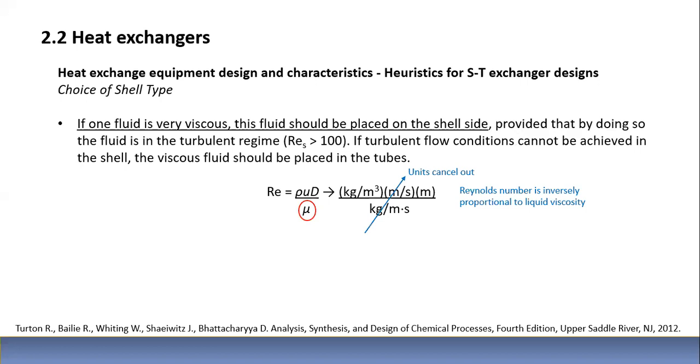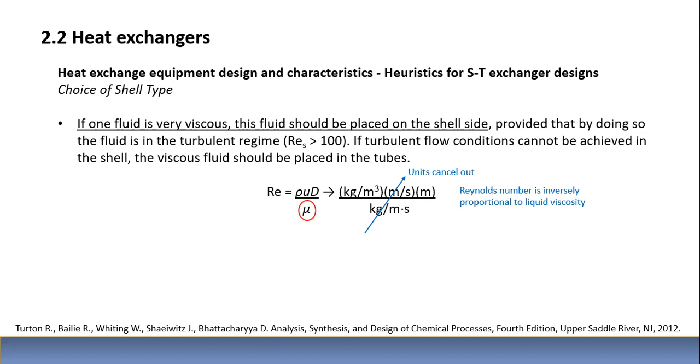If one fluid is very viscous, this fluid should be placed on the shell side, provided that by doing so, the fluid is in the turbulent regime. Vemos como el número de Reynolds en el lado del shell es mayor a 100 para considerarlo turbulento. If turbulent flow conditions cannot be achieved in the shell, the viscous fluid should be placed in the tubes. Y vemos nosotros, bueno, se cancela todo.